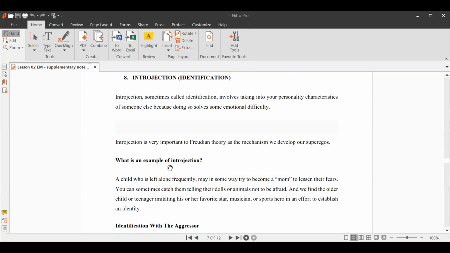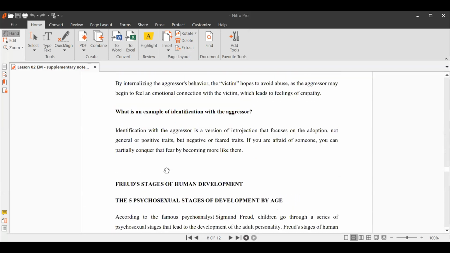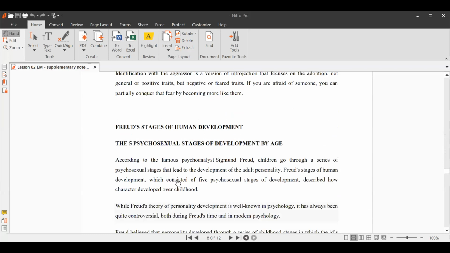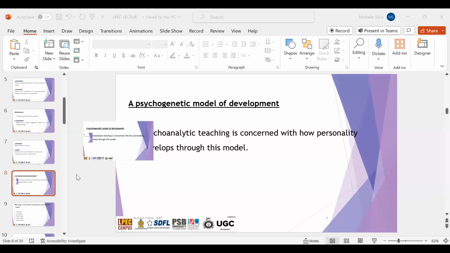So this is the topic we have to start today, Sigmund Freud's stages of human development. That means basically the 5 psychosexual stages of development by age, because Sigmund Freud believed a person's personality is developed with the passing of time, that means with age. So therefore, we should pay attention to these 5 ages.